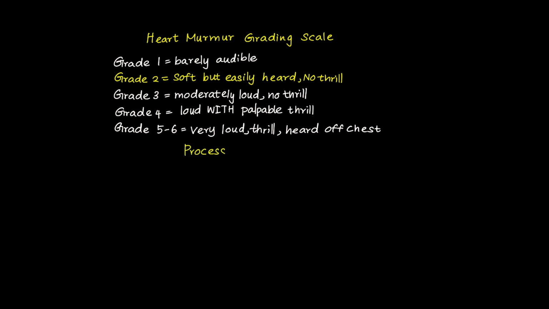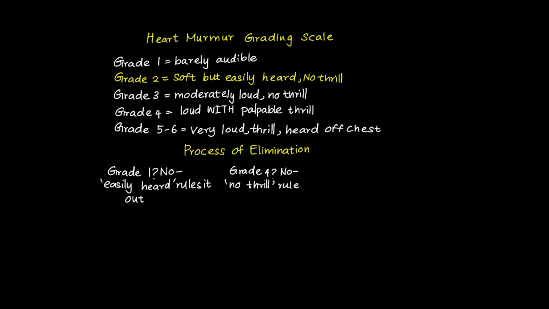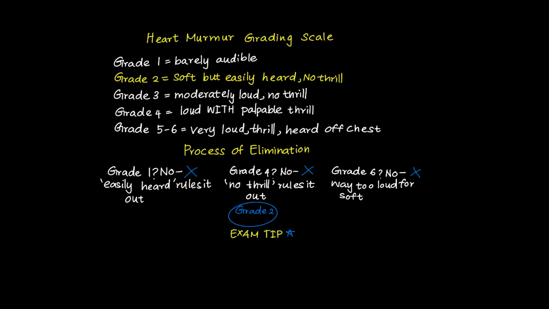The question describes soft but easily heard, no thrill. That knocks out grade 1 because it's easily heard, not barely audible. It knocks out grade 4 because there's no thrill. And grade 6 is way beyond what's described. That leaves grade 2. Here's a WGU D443 OA exam tip for you.